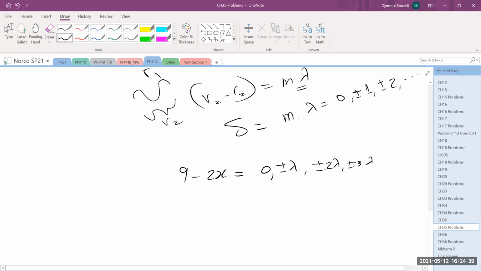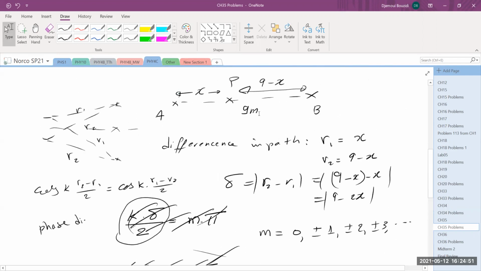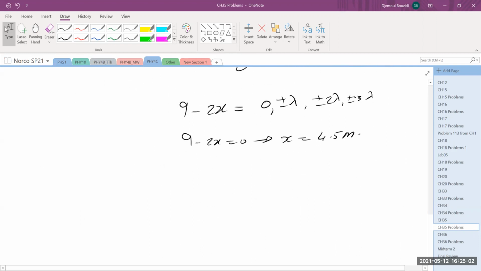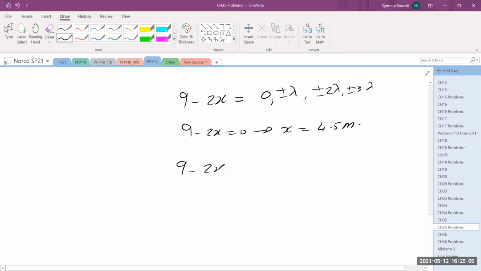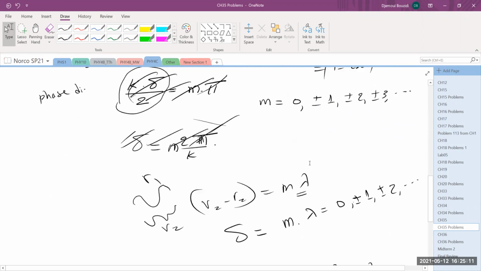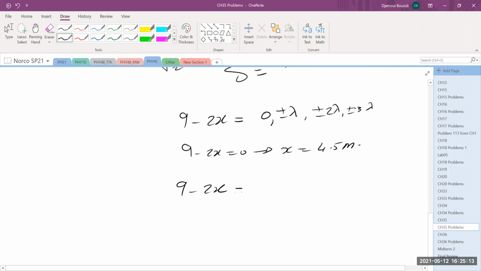So again, when the difference is 0, that means 9 minus 2x is equal to 0, and this gives me x equal to 4.5 meters. That is exactly the condition for constructive interference, because if I am smack in the middle, both of them travel the same distance and arrive at the same point in phase. So that is condition number 1. How about plus lambda or minus lambda? So I have 9 minus 2x. Remember, lambda was equal to 2.5 meters. So it is equal to either 2.5 meters or minus 2.5 meters. That's the second condition.